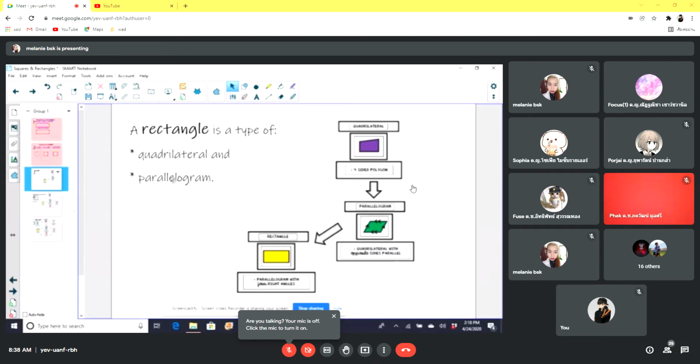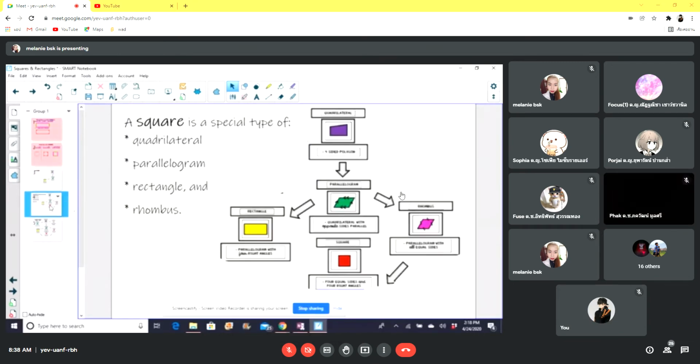If I look at the family tree of a square, it falls into a number of different categories. First off, it is a quadrilateral. It's got 4 sides, a 4-sided polygon. It is also a parallelogram right in the middle here, a quadrilateral where the opposite sides are parallel to each other. A square is also a special type of rectangle because it has 4 right angles.